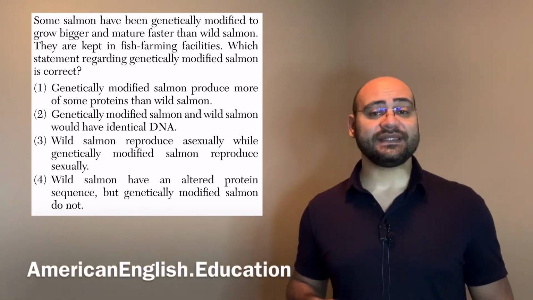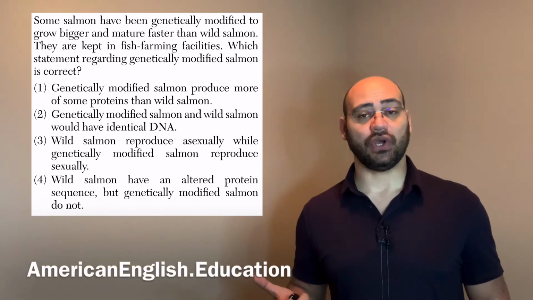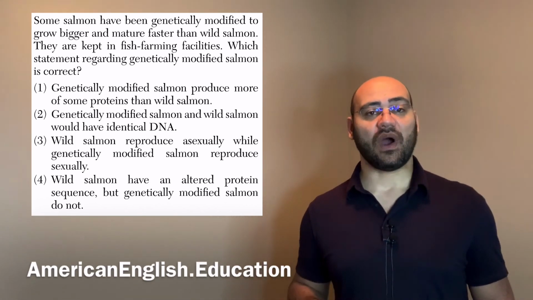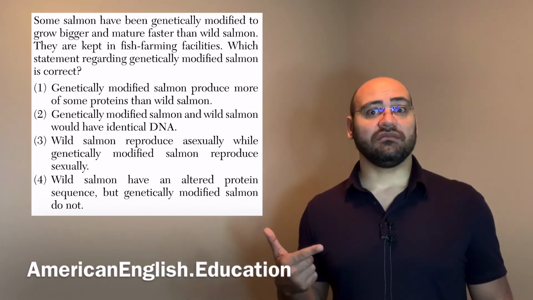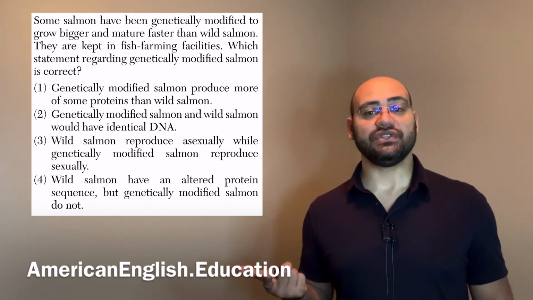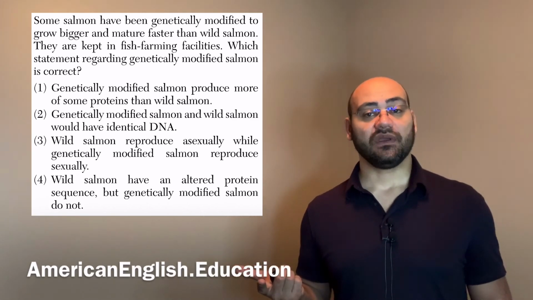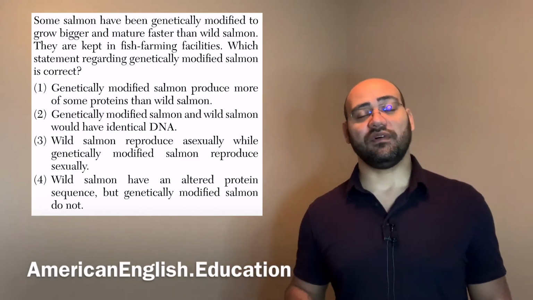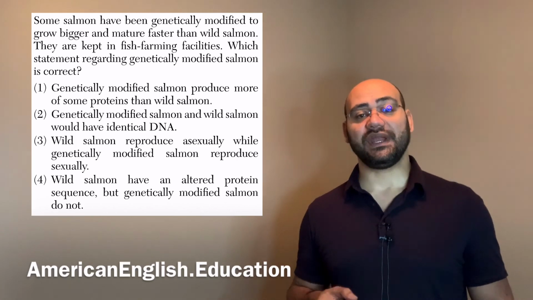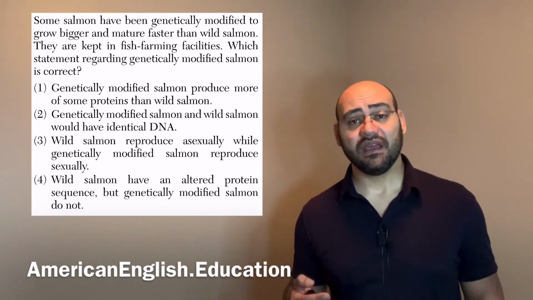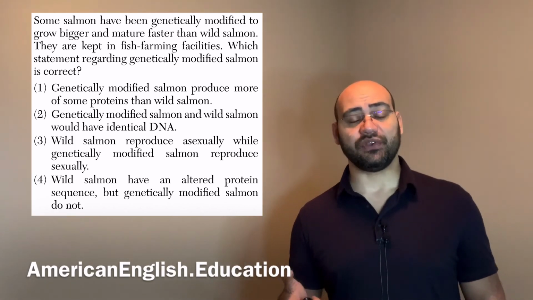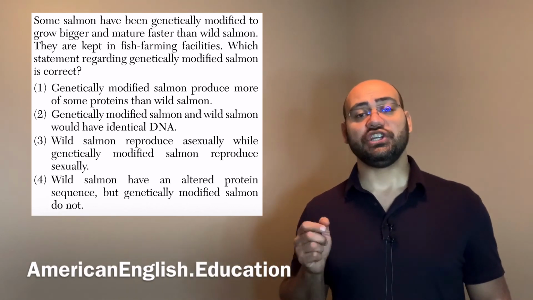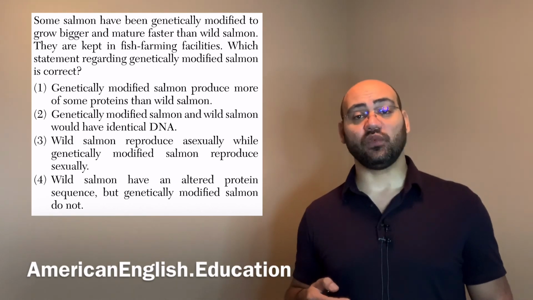I want to draw your attention to number 4. Number 4 is funny. It's a joke. Wild salmon have an altered protein sequence. That makes no sense. Wild salmon are natural, so there is no altered protein sequence. Genetically modified salmon do not. Well, it's the other way around. So anyway, number 4 is funny and it's incorrect. Number 3, wild salmon reproduce asexually, while genetically modified salmon reproduce sexually. It makes no sense. It's funny. It's a joke. Out.